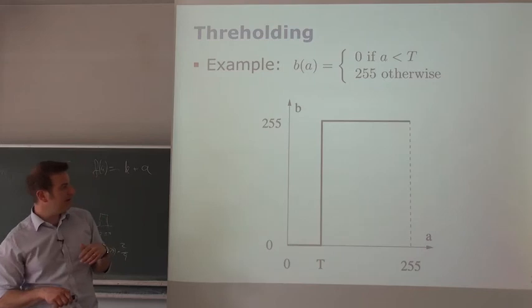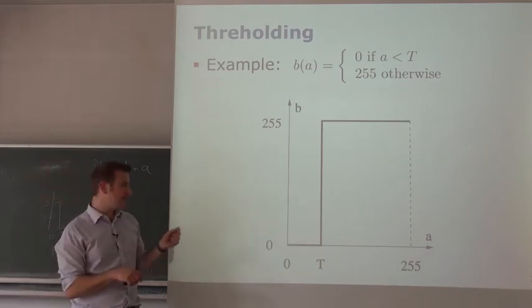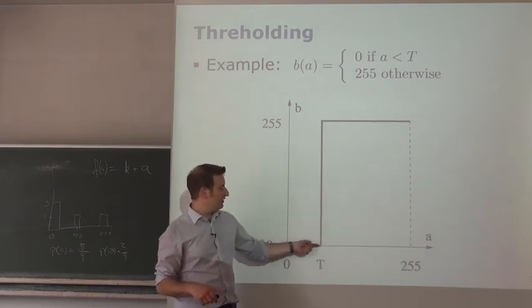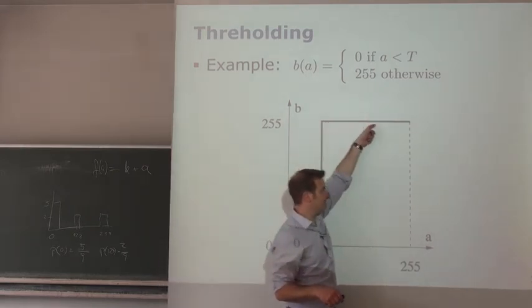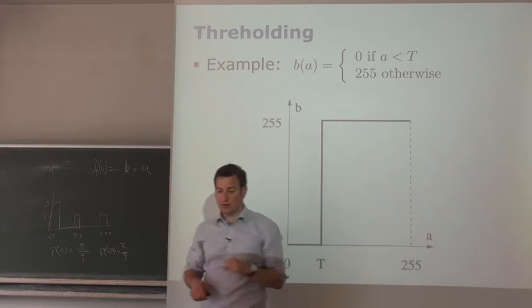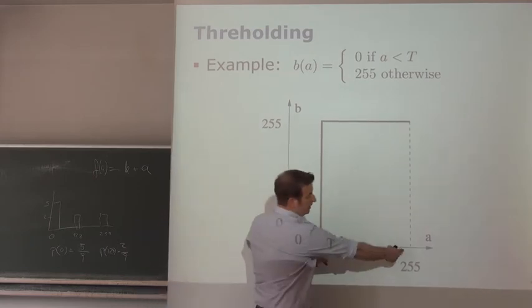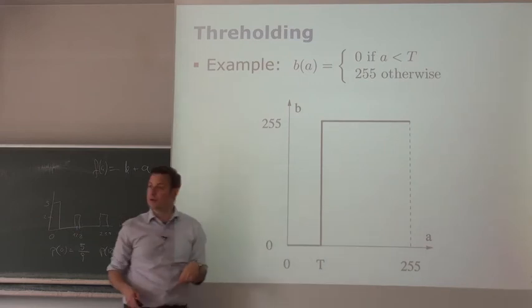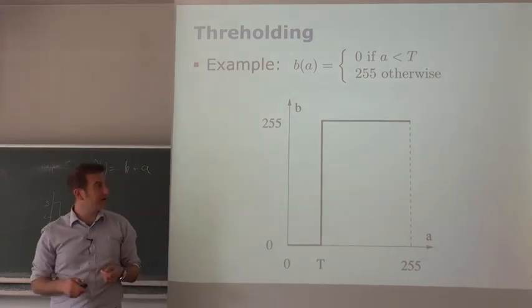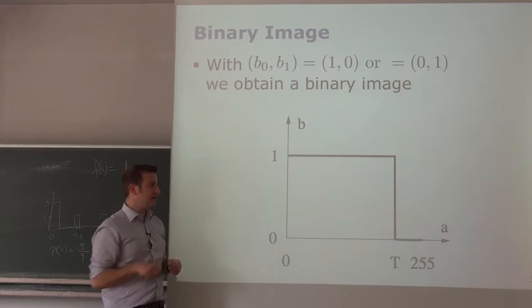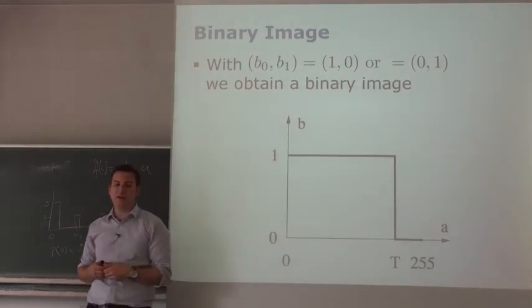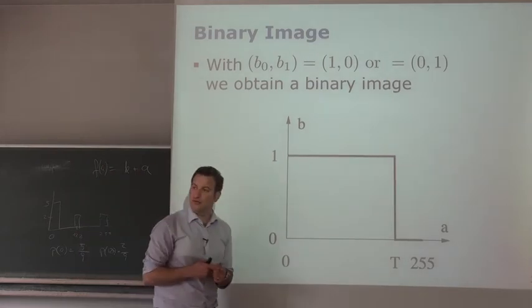In the end, this function f looks like this, so it's not a linear function anymore. Here, everything is 0. It's a step function. Every value in this area will be mapped to 255, and everything in this area will map to 0. And of course, I can do exactly the other way around. And there's a special case: if the output values are just 0 and 1, we call it a binary image.